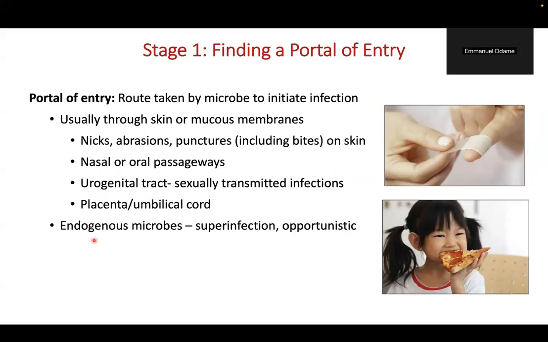So an entry portal is basically the route taken by the microbe to initiate your infection. To initiate an infection can be from the skin, your nasal passages, oral cavity, it can be everywhere. And what you have to realize is that your endogenous microbes can also lead to superinfection when you have other microbes present. Basically, they're just taking opportunity of this infection. And that's the opportunistic microbe we've been talking about.